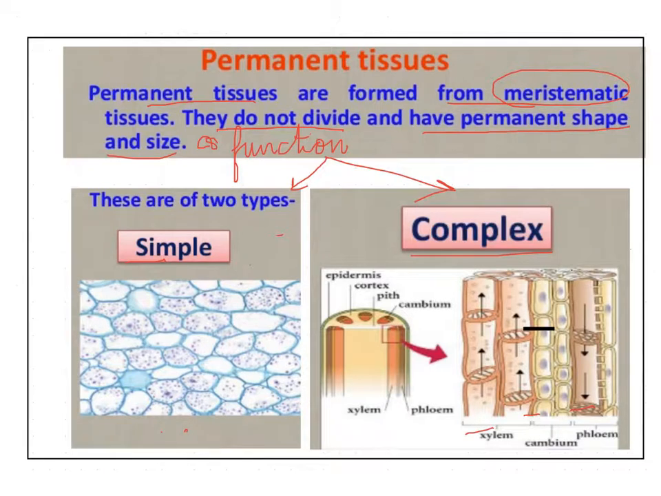Now simple tissue, just look at the picture. Can you look in the picture? Try to identify whether the cells are same or different. Simple tissue की जो cells हैं वो same है, different है? Yes. The cells of a simple tissue, all cells are of same type. Okay, everyone? All cells are of same type.